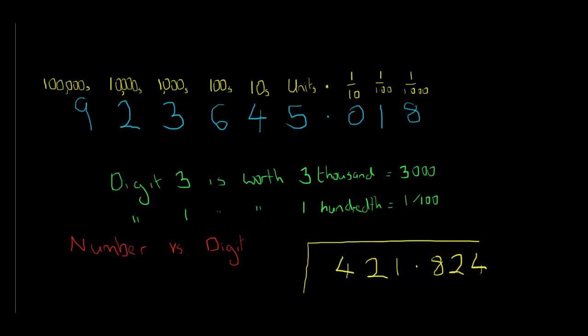But that's all there is to it as regards place value. And of course, place value is important to understand intuitively when we do things like adding, subtracting and multiplying using the column method.